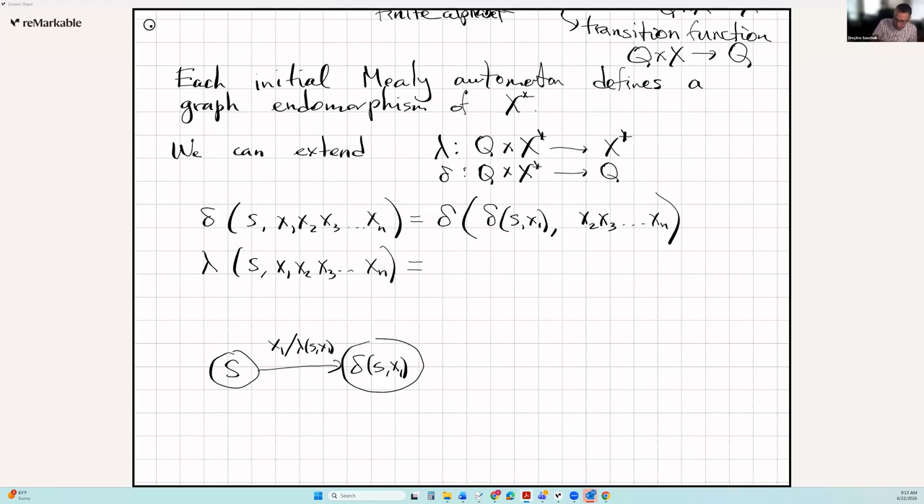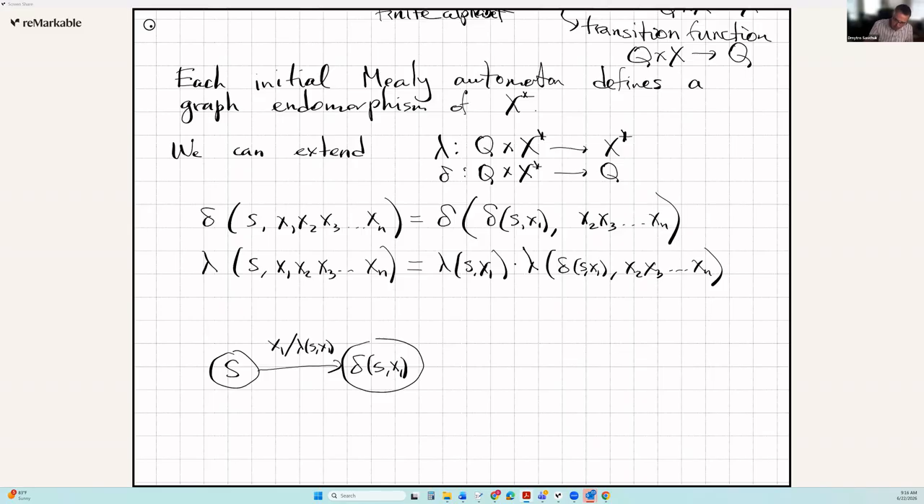So remember what we've done. When we read x1, we output lambda of s, x1, and then we process the rest of the word with this state. So that's why here we should write lambda of s comma x1. That's the first output letter, and then the rest of the word will be lambda of, now we are in a new state, which is delta of s, x1, and we apply it to x2, x3, and so on, xn. Okay, so this is the formal extension.